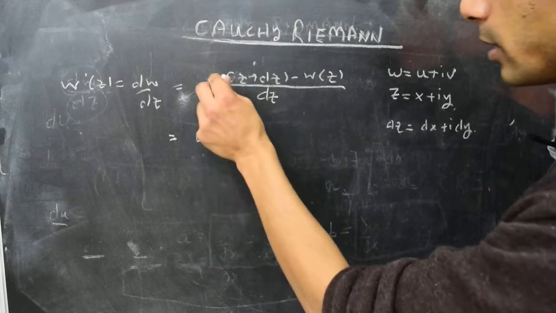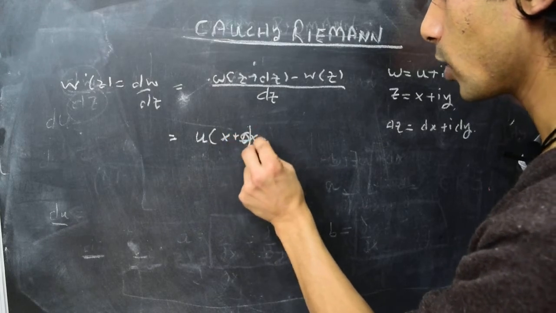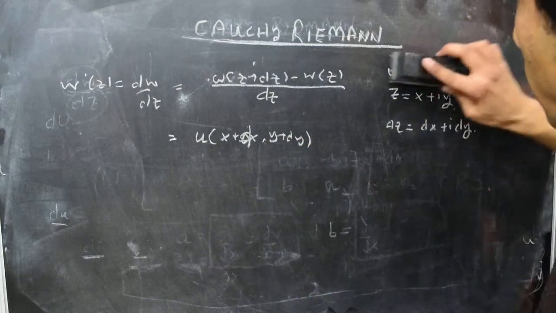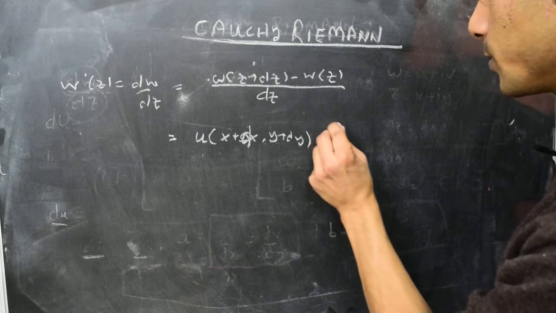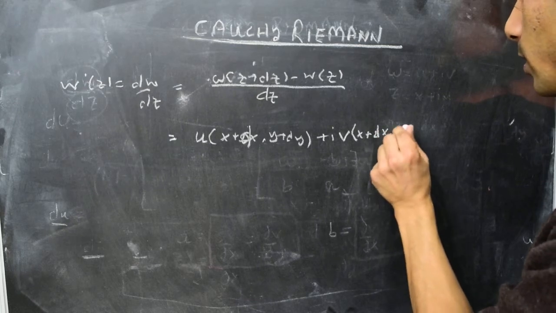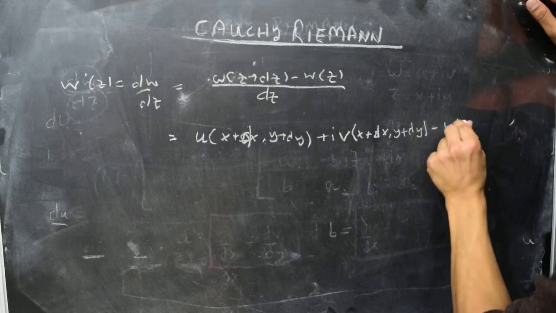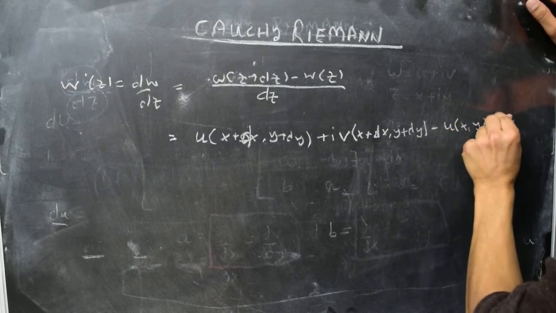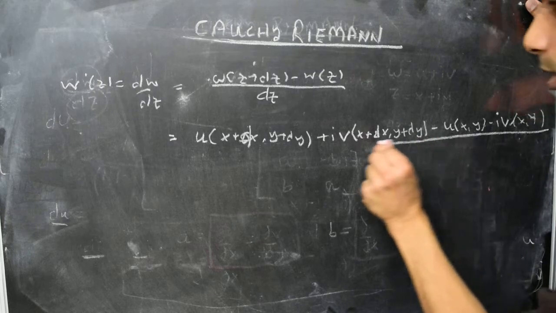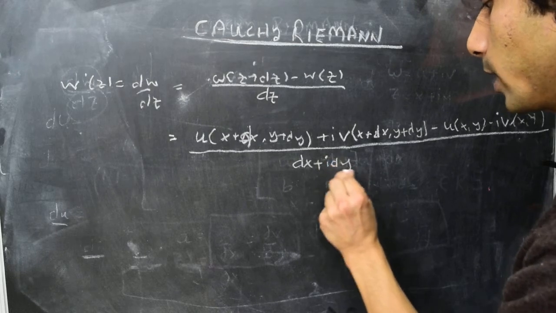then w at z plus dz is u at x plus dx, y plus dy, plus i times v at x plus dx, y plus dy, minus w, which is u at x, y minus i times v at x, y, and this whole expression divided by dz, which is dx plus i times dy.